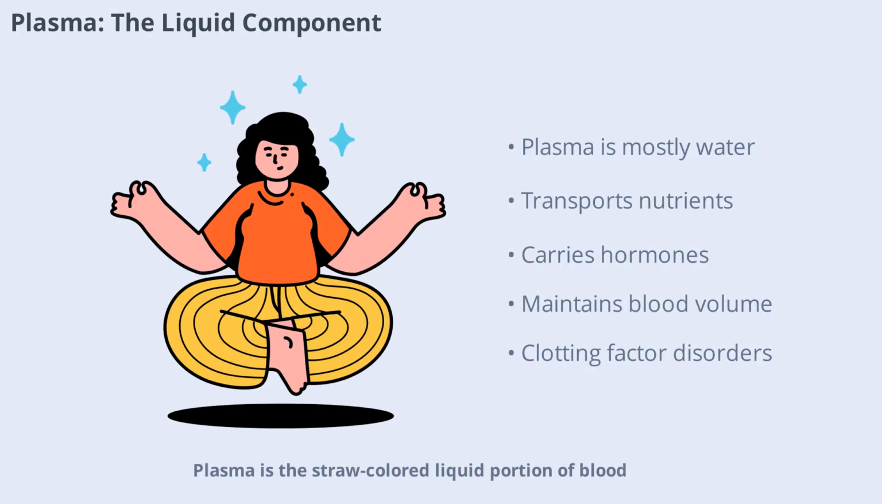Plasma is the straw-colored liquid portion of blood, making up about 55% of its volume. It consists mainly of water, but also contains proteins, hormones, electrolytes, and waste products. Plasma serves as the transport medium for nutrients, hormones, and waste, and plays a role in maintaining blood pressure and volume. Disorders affecting plasma, such as clotting factor deficiencies, can have serious health consequences. Hematology examines plasma to diagnose and manage these conditions.